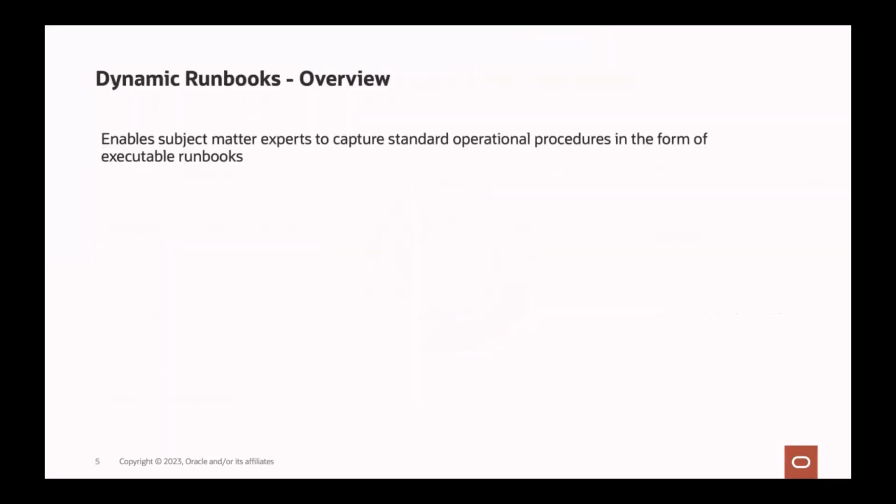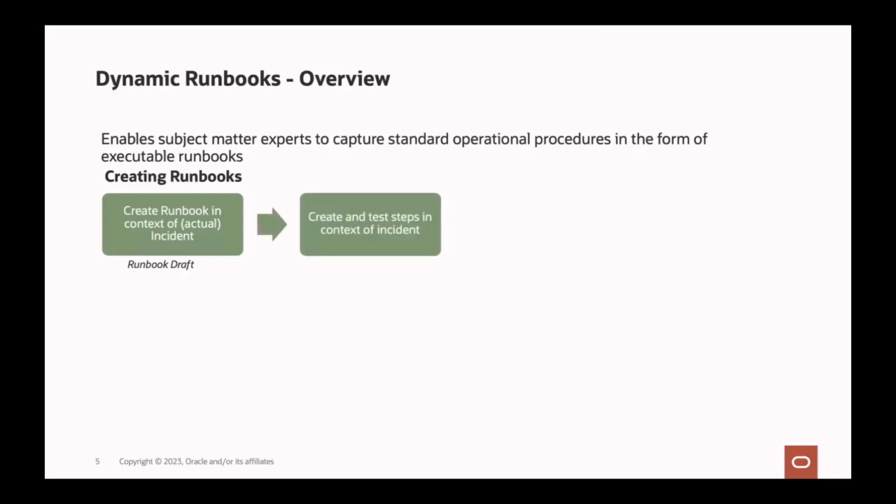Dynamic runbooks enable subject matter experts to capture their standard best practices and procedures for triaging and resolving incidents in the form of executable runbooks. To create a runbook, you would create it not from scratch, but in the context of an actual incident. This is called a runbook draft. You would then create the runbook steps and also test the steps in the context of the incident you chose. Once you have completed building the runbook, you can publish it. When it is published, it is available for general use.